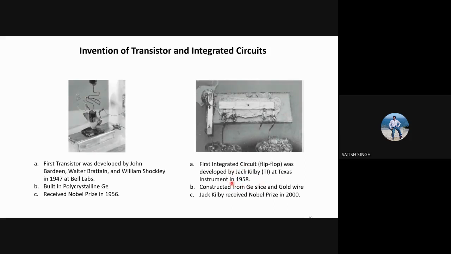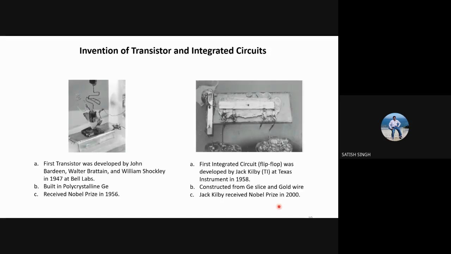I told you, do not bother about this particular year. You may find that in some books it is written as 1958, somewhere you will get 59 or 60. I'm just considering it as somewhere around 1958. They built this first IC from a germanium slice and a gold wire. On the germanium slice, they made this IC, your flip-flop. For his invention, Jack Kilby received the Nobel Prize in the year 2000, after a very long time. We will realize that the invention of the IC was a major breakthrough for our electronic industry.